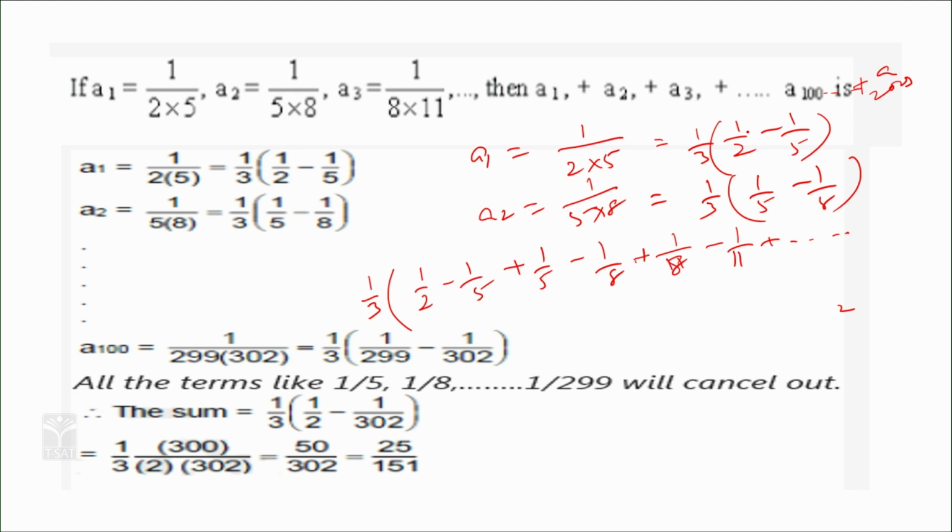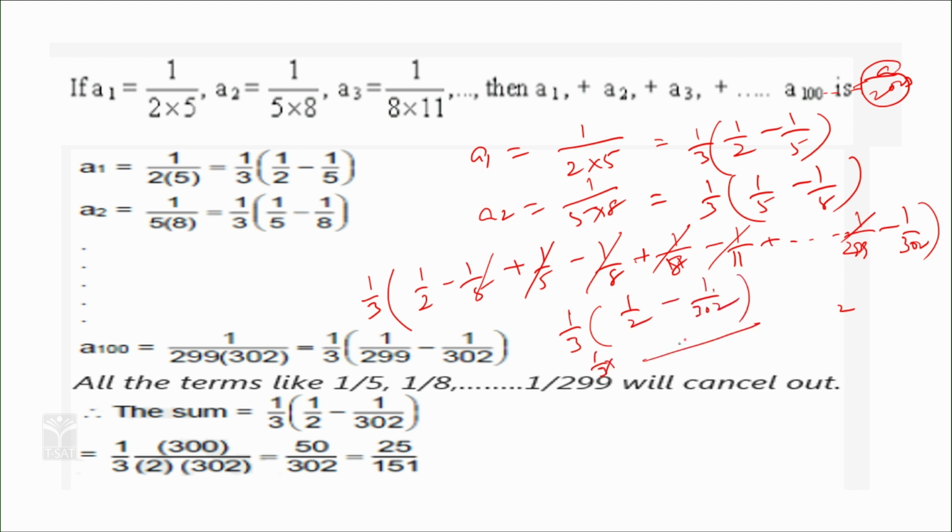Now observe it, 2 into 5 first one, 5 into 8, like 800 only later first. So the last will come as 1 by 3 into 1 by 2, the last one is 1 by 299 minus 1 by 302, because this is 2 into 5, that is the reason for 1 by 2. So all will cancel, everyone cancels. So 1 by 3 into 1 by 2 minus 1 by 302.